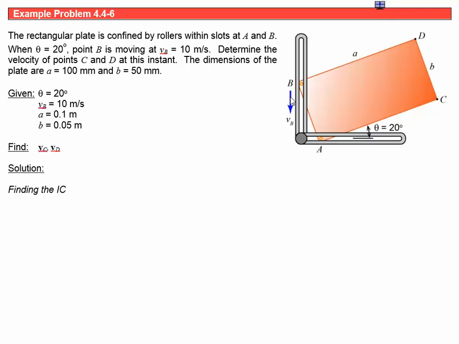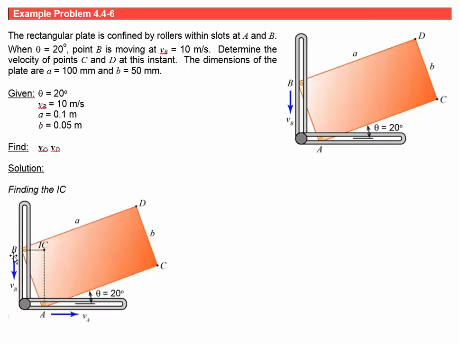So if VB is going downward, then the velocity of A has to be going to the right, and they're confined to move in these slots, so there's no up and down velocity for A. So we know the direction of two velocities, and with this we can find the IC. If we draw a line that's perpendicular to both of these velocities, they will meet at the IC. So now we have an idea where the IC is.